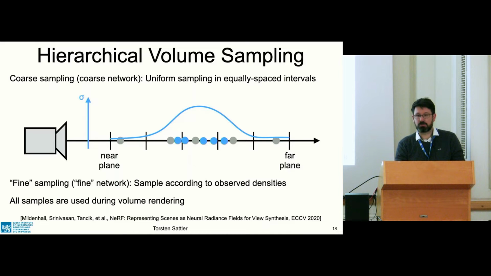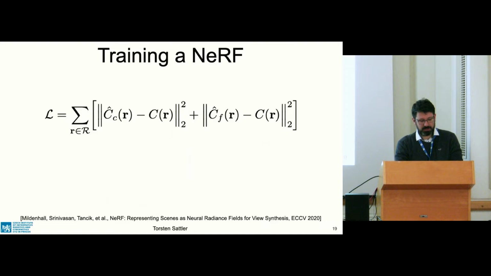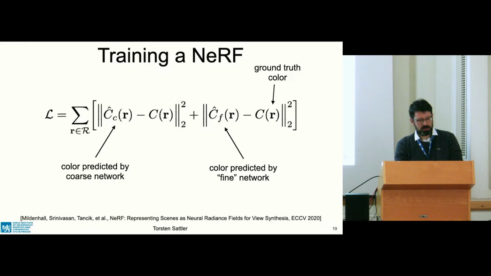And if you do rendering, you would typically take the samples that you get from the coarse network and the fine network to compute the final color. So at least in the original NeRF implementation, you actually would train two NeRFs, one based on coarse sampling and one based on fine sampling. And you would simply add a second cost term where you would compare the ground truth color with the color predicted by the fine network, and the color predicted by the coarse network.